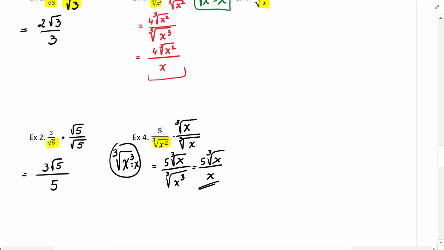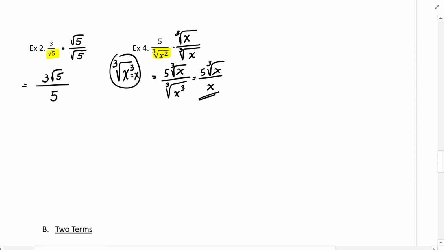So just having this, let me make up an example 4 star. If you have, for example, 1 over 7th root of x to the third, I want you to pause the video and think about it. What would you multiply by to get rid of the radical from the denominator?